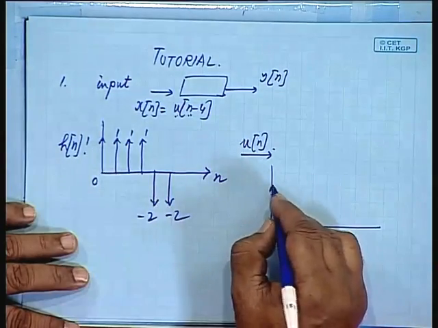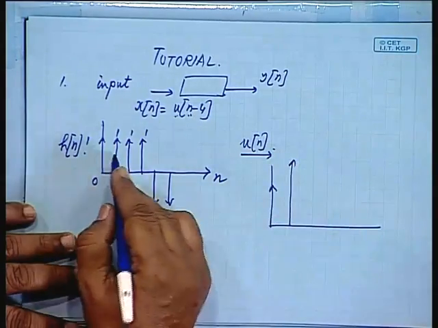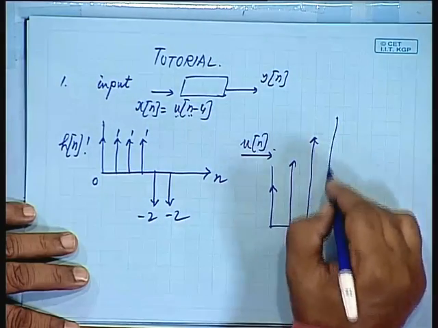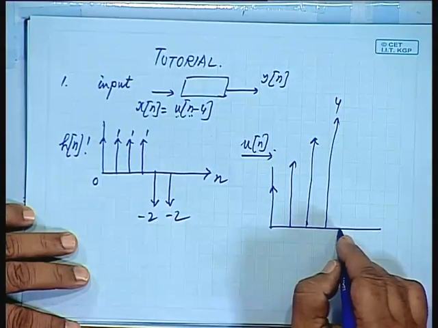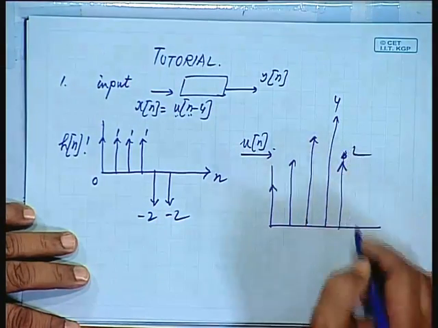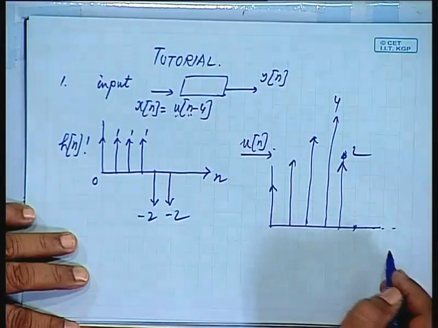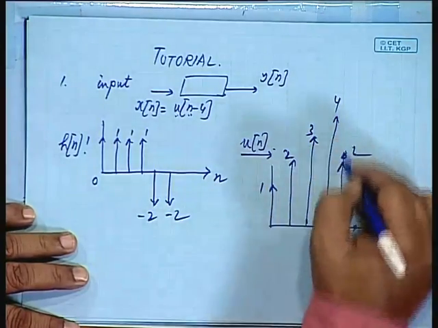Output will be 1, then 2, this 1 plus 1, then 3, then 4, then 4 minus 2, 2, and then it will be 0. Okay. After that it will all be 0. So, the magnitudes, not to scale, are 1, 2, 3, 4, 2, 0.